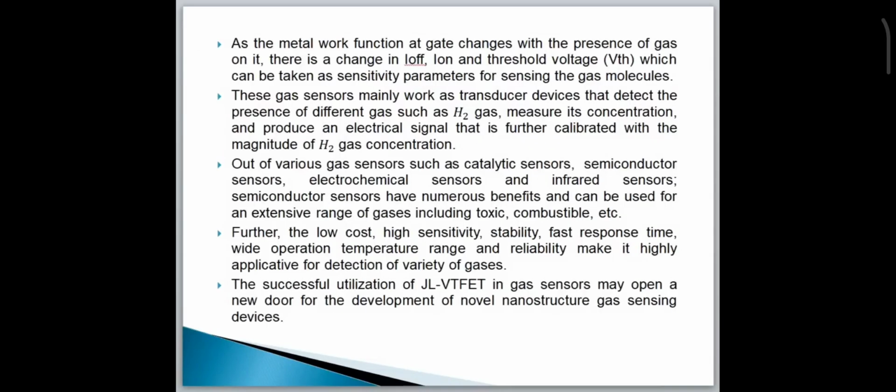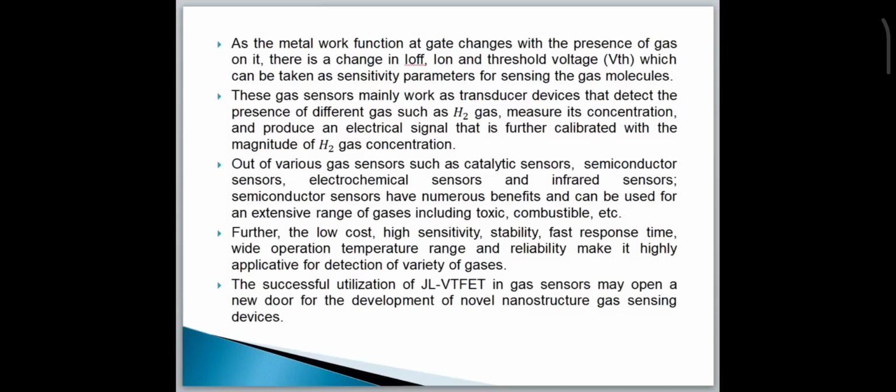As the metal work function at the gate changes with the presence of gas on it, there is a change in I off, I on and threshold voltage, which can be taken as sensitivity parameters for sensing the gas molecule. In the last slide, we had talked about the catalytic metals used as a gate metal. As the metal work function of the gate is changing by the gas pressure on it, its I off and I on current and threshold voltage are changing, which can be used as sensitivity parameters for the gas sensor device.